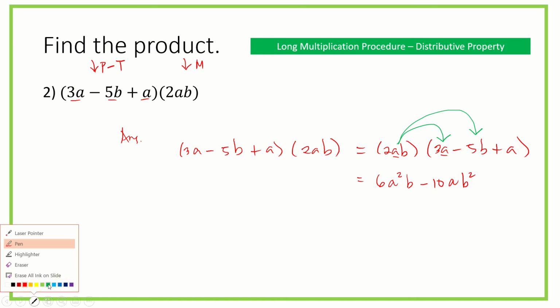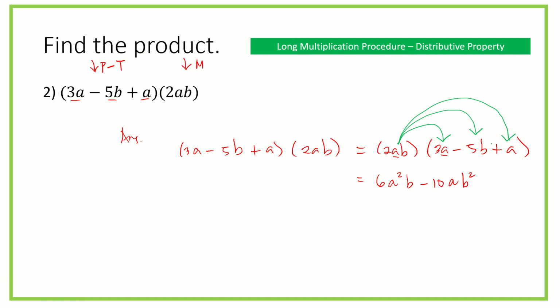Then finally, our last step would be here, 2ab times a. So that's 2 times, the coefficient here is a 1, so 2 times 1 is positive 2. The a, both of them have an a, so a times a is a squared. Then there's no b in here, just the b in our monomial. Just copy it. So before you finalize your answer, double check if you can still simplify it.